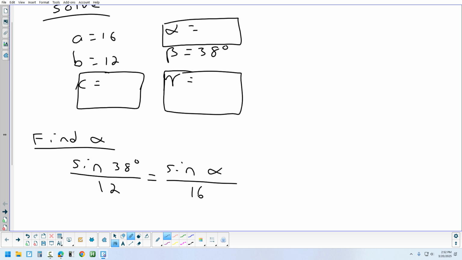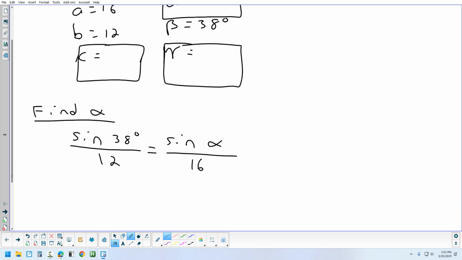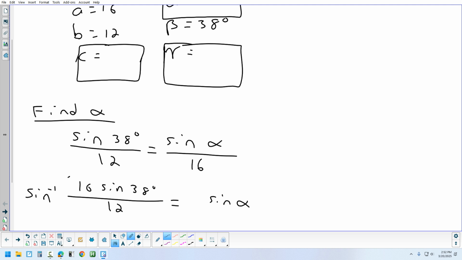Good. Now we want to get sine alpha by itself, so the easiest way is just to multiply by 16. If you cross multiply, you're going to have an extra step. So that's going to give you 16 sine 38 over 12 equals sine alpha. And then what's our last step to get alpha alone? Yep, we're going to take the inverse sine on each side.